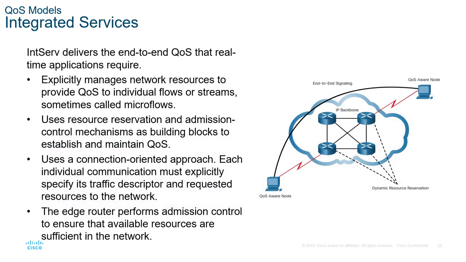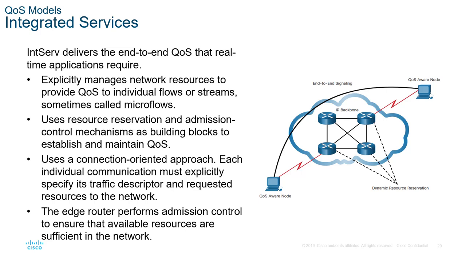We have our integrated services, and this will deliver end-to-end QoS to a real-time application requiring it. It basically explicitly manages network resources to provide QoS to very specific flows or streams. These are also known as microflows. Resource reservations and administration mechanisms are the building blocks of that QoS. Again, the ability to manage those resources and understanding which packets to process are the backbone. They are the most important. So using resource reservation and administration, you can control the flow of traffic.